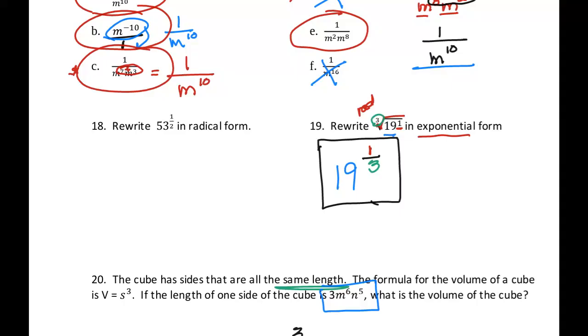How would I write that in radical form? 53 to the 1/2 power. Monty, do you have any idea? Number 18? I know I need to include a radical, right? It says I need to put it in radical form, so I've got to have a radical. What's my base here? 53. Where's that going to go? In the radical. Okay.